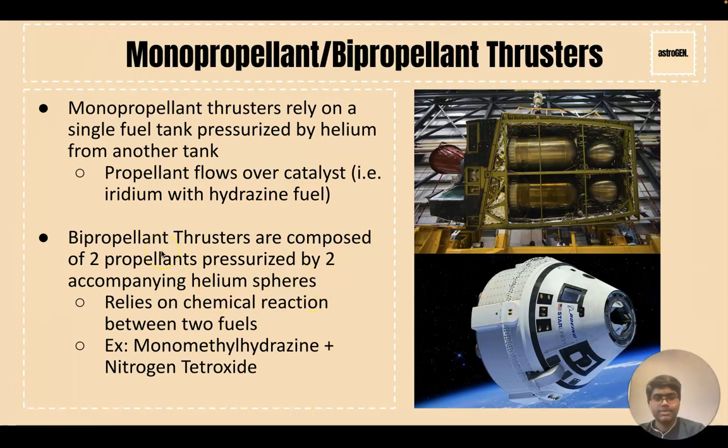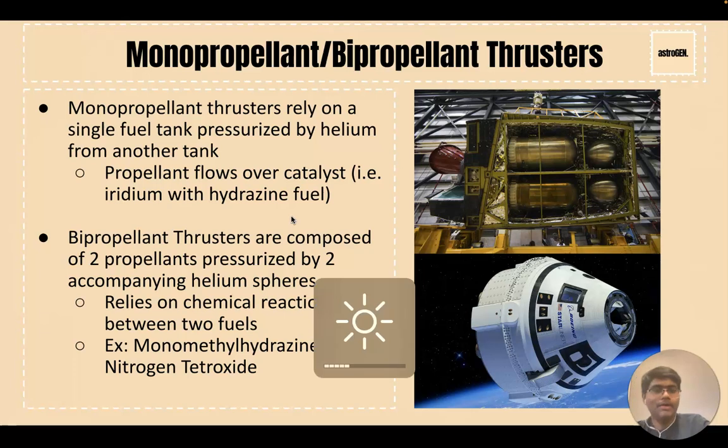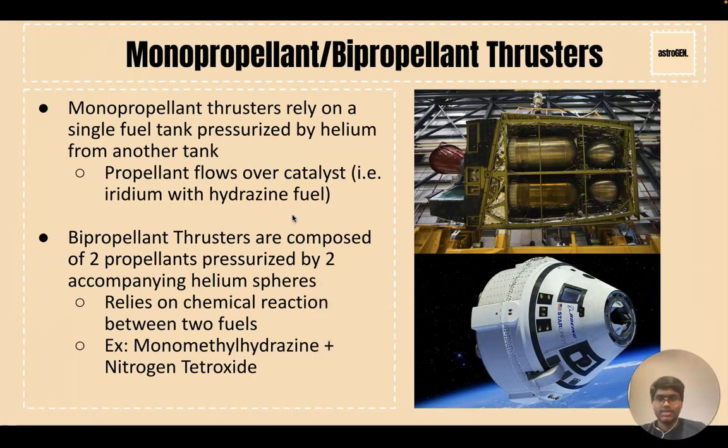Bipropellant thrusters are composed of two propellants, pressurized by two accompanying helium spheres. I'll show you what I mean by helium spheres and pressurized tanks. Right here, this is one of the space shuttle's orbital maneuvering system pods. This is an AJ-10, and it is a bipropellant thruster. For a monopropellant engine, this sphere would be filled with helium, and this tank would be composed of the fuel. As the fuel depletes, the tank is pressurized with helium from this sphere.